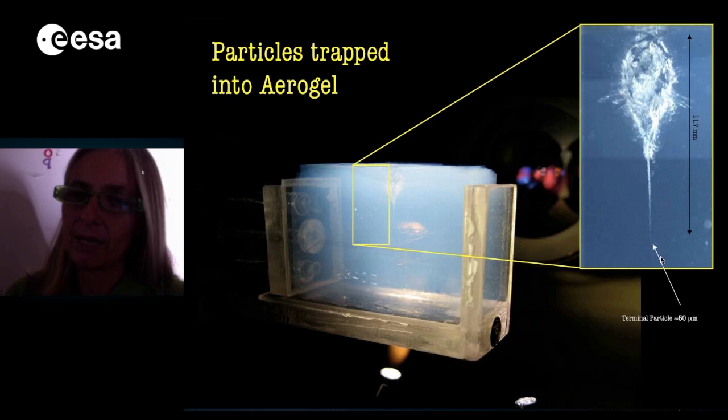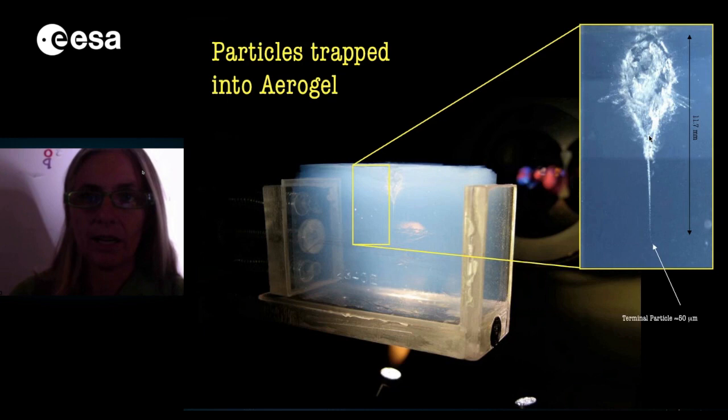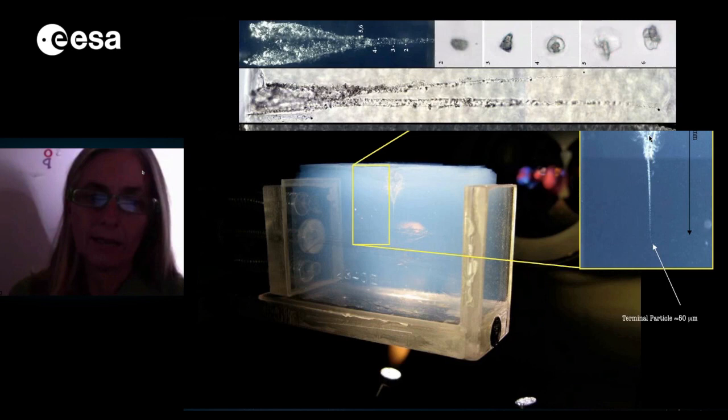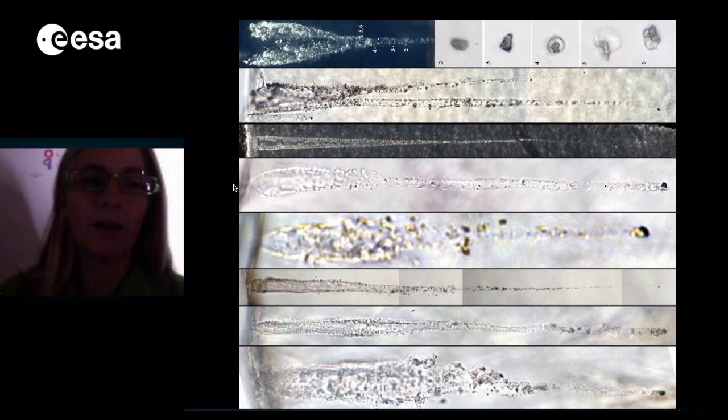What we saw with the analysis is that at the very end, the particle was composed mainly of minerals and no longer of, for instance, carbonaceous material or the volatiles that were lost at the very beginning of the track. This is one type of track, but we actually had many types, formed in different shapes depending on the type of material the grain was composed of.